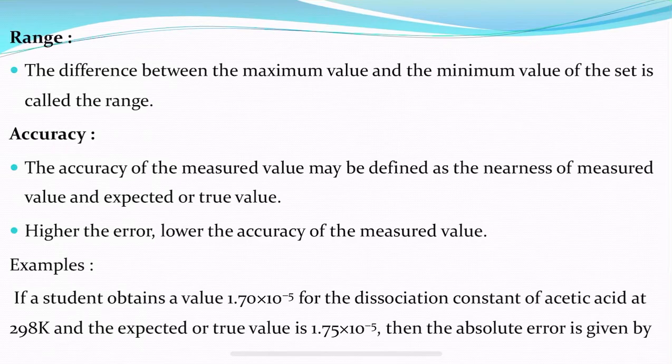Next is accuracy. What is meant by accuracy? This is very important. The accuracy of the measured value may be defined as the nearness of the measured value to the expected value or true value. So it is given in terms of error. The higher the error, the lower the accuracy of the measured value. The accuracy may be given in terms of absolute error or relative error. Let us take one example so that it will be more clear for us.